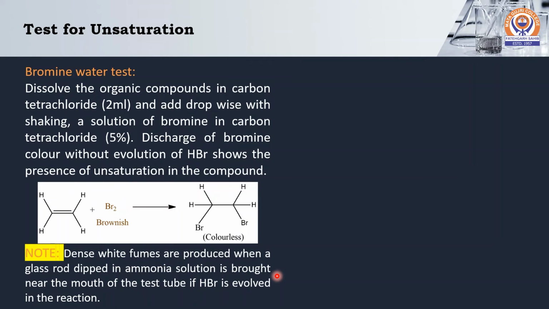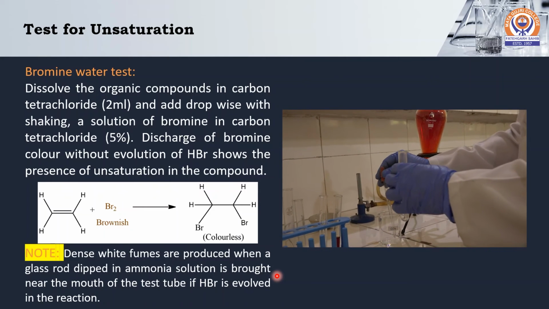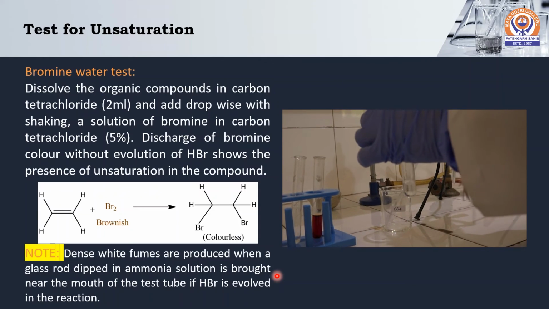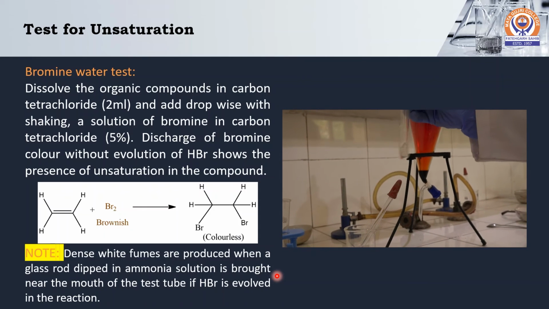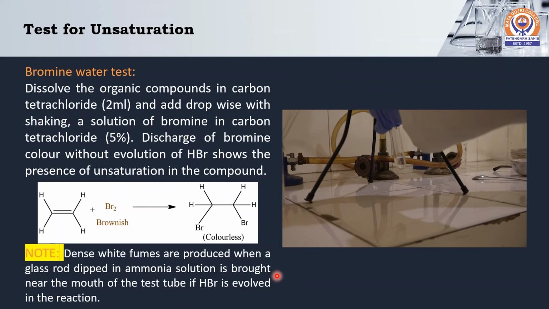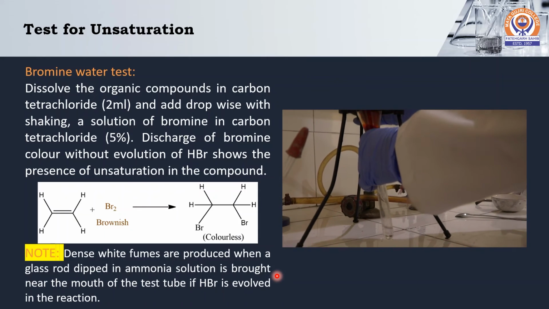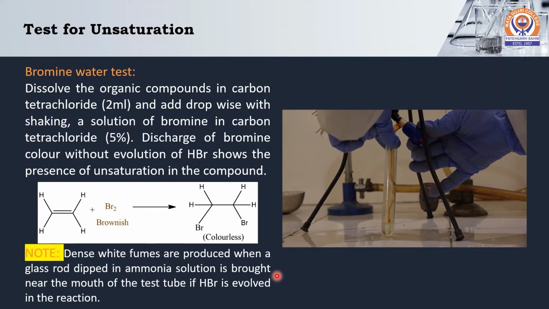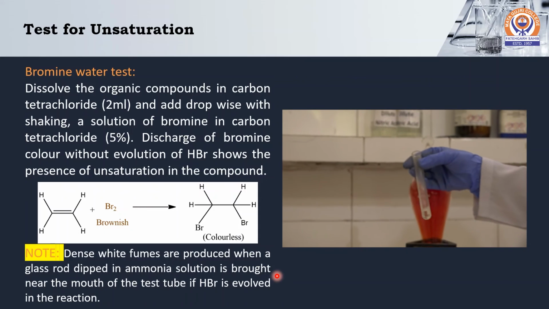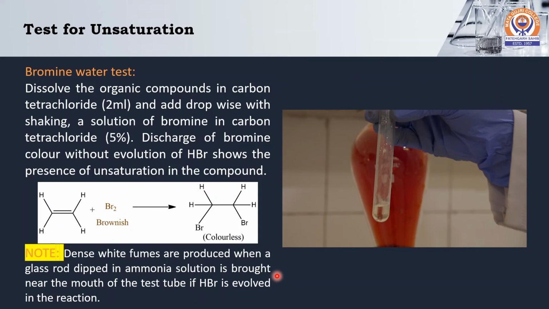Next is the test for unsaturation, that is double bonds and triple bonds. We will perform two tests. First is the bromine water test. In this, we dissolve the organic compound in carbon tetrachloride. Then we add the bromine solution dropwise with shaking. The bromine water is of brown color. As soon as it enters our mixture, the color will get discharged, which indicates the presence of unsaturation. So you can say bromination has taken place on the double bond and a colorless solution will be obtained.